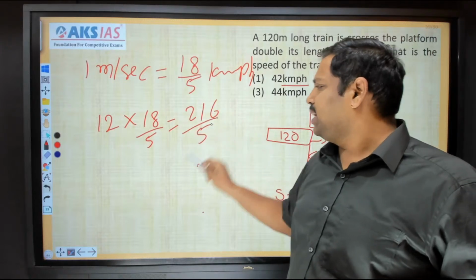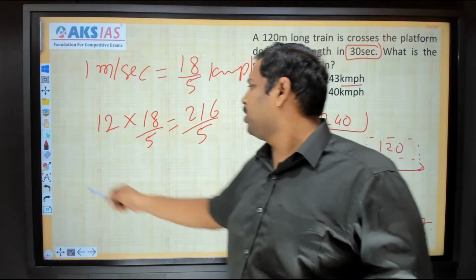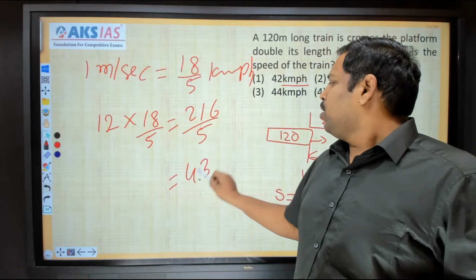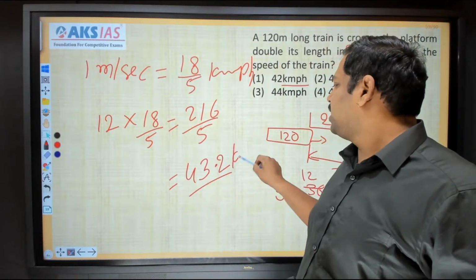As we discussed in Vedic maths, dividing by 5 means double the numerator and keep one decimal point, right? Double the numerator: 216 doubled is 432, and keep one decimal point. So it is 43.2 kilometers per hour.